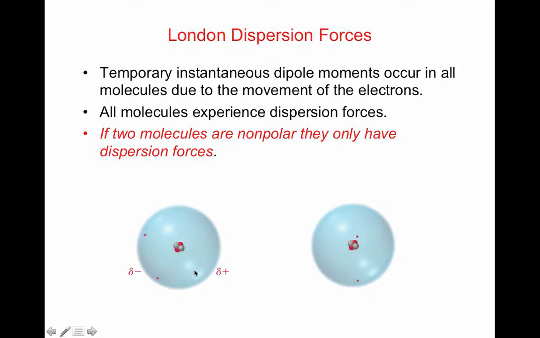But if this helium atom has this temporary dipole moment, where I've got a partial negative and a partial positive charge, the electrons on a neighboring atom will be attracted to the positive end. And so that will induce a temporary dipole moment in this neighboring helium atom. And so now these temporary partial negative and partial positive charges attract each other, and we have this very short temporary interaction. Now, all molecules experience dispersion forces because they all have electrons that are moving around. But if I have 2 molecules that are both nonpolar, then all they have are dispersion forces in terms of intermolecular forces.